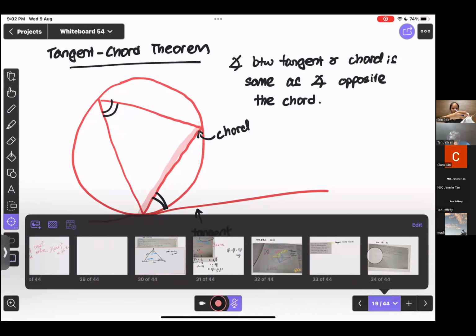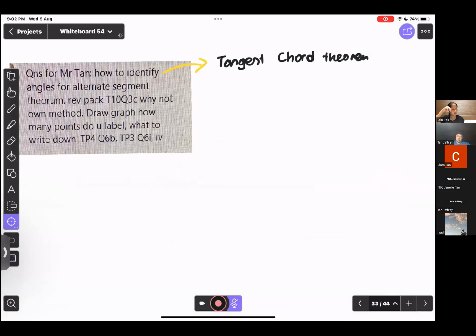Okay, where did the question go? Okay, then next one. Revision package topic 10, question 3C.